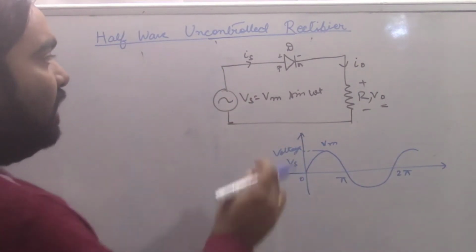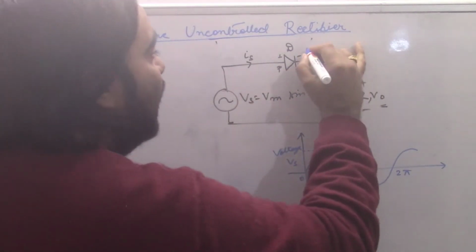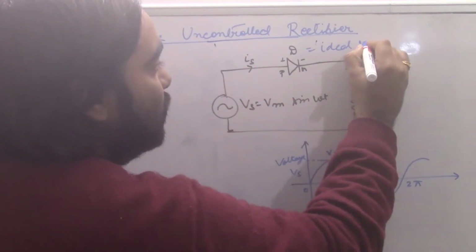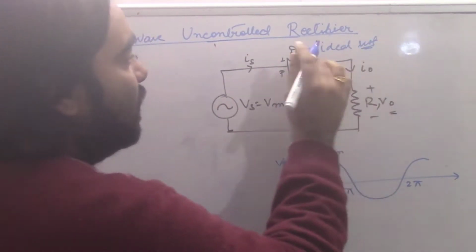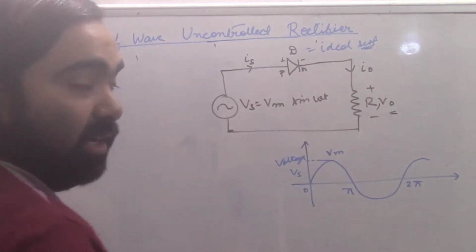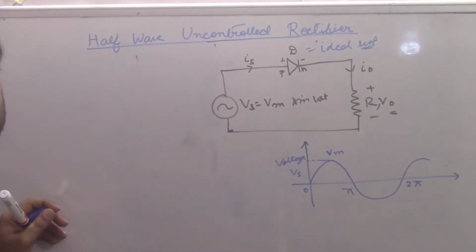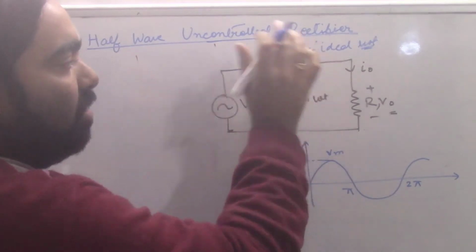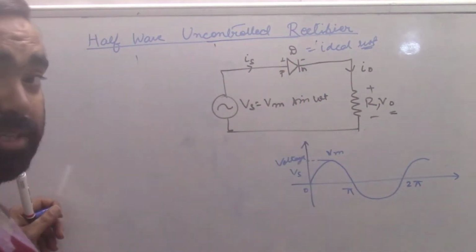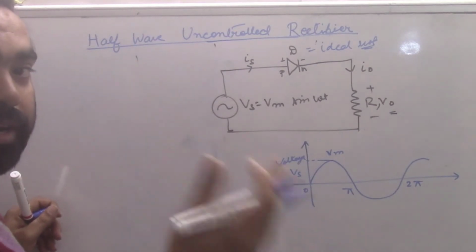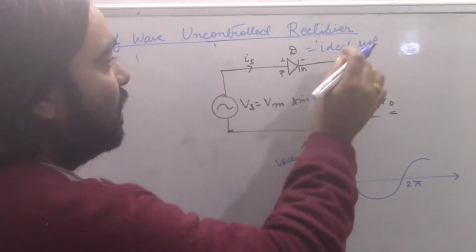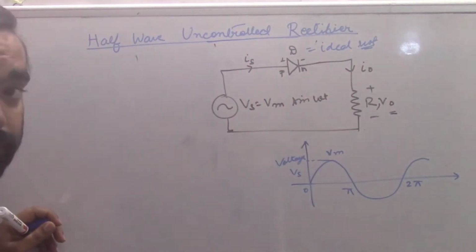The condition is that we are taking the diode as an ideal switch. We know the condition of an ideal switch: we are not considering the power loss across this diode. In practice, the diode drops 0.7 volt times the current, which is a power loss, but here we are considering an ideal switch.